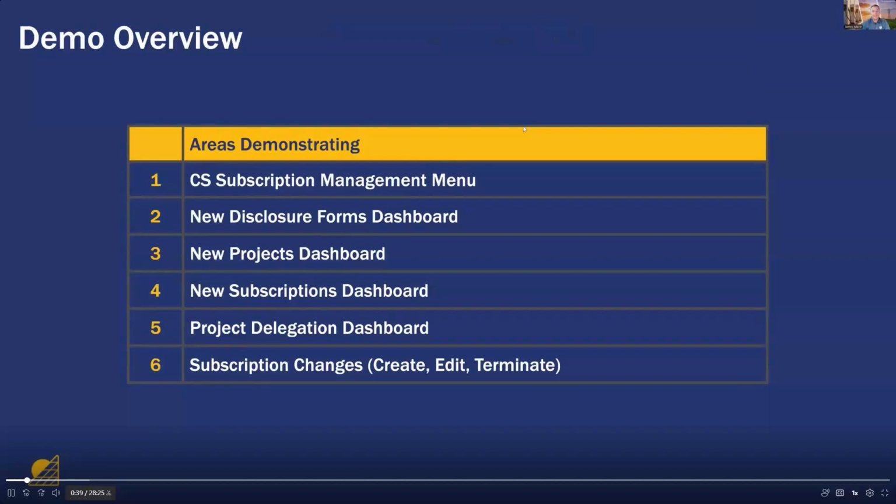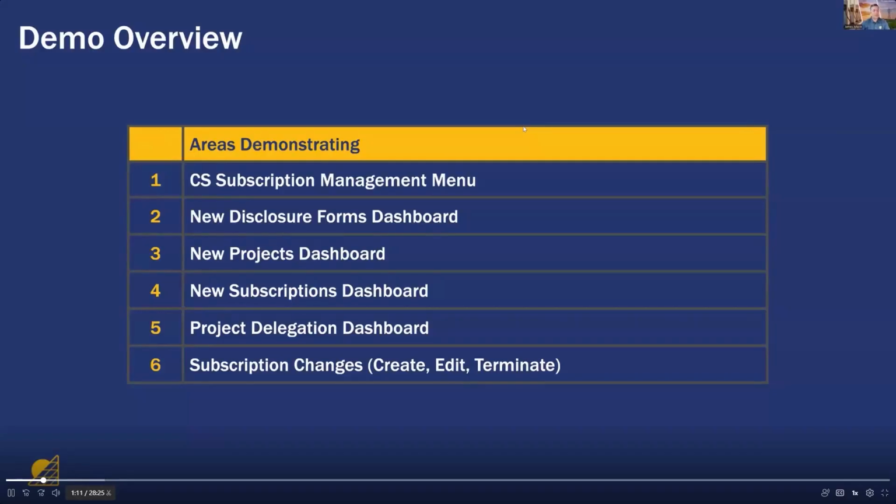management. And then number 5, we're going to show you the new project delegation dashboard. This is a really cool dashboard where AVs will be granting permissions to designees and allowing them to view and edit subscriptions on their projects. And then lastly, we're going to make some subscription changes. We're going to create a subscription, we're going to edit a subscription, and then we're going to terminate a subscription. And then in the process, show you the validations that are related to doing that.